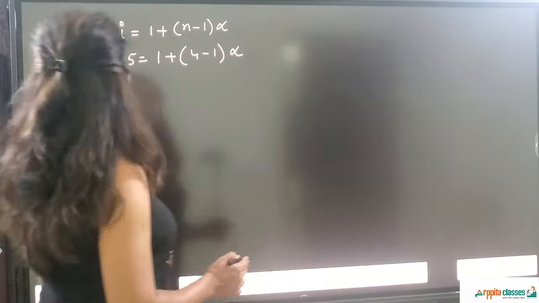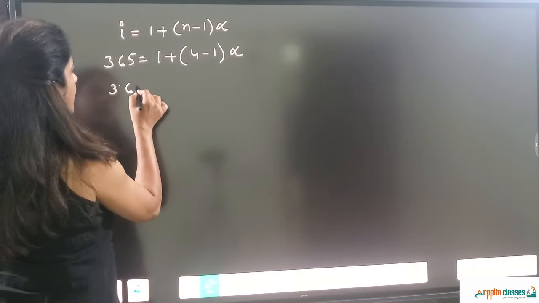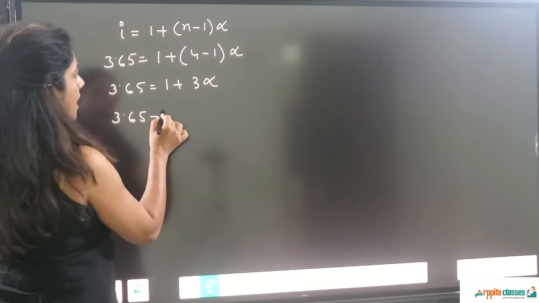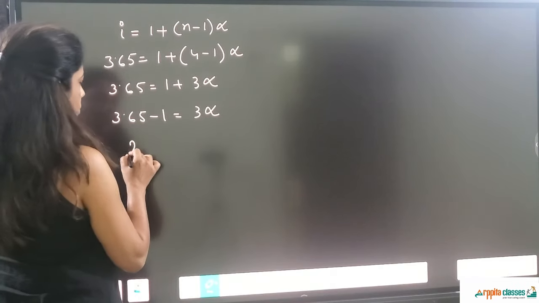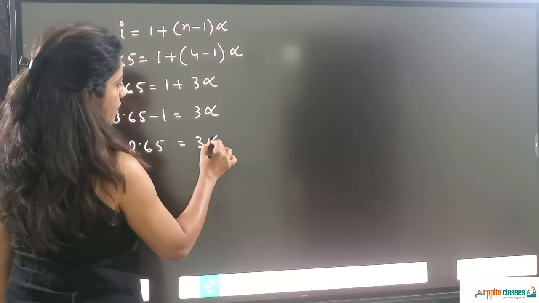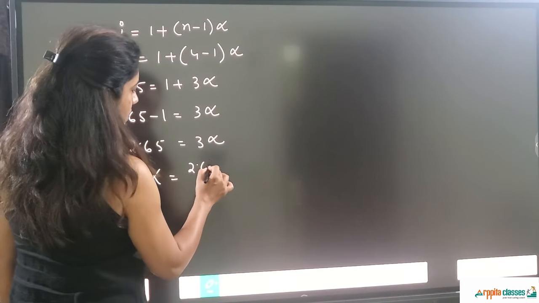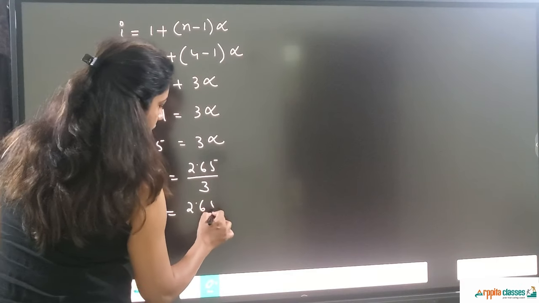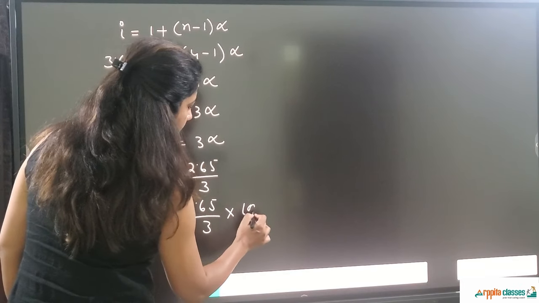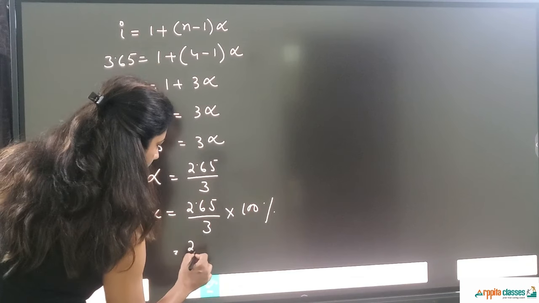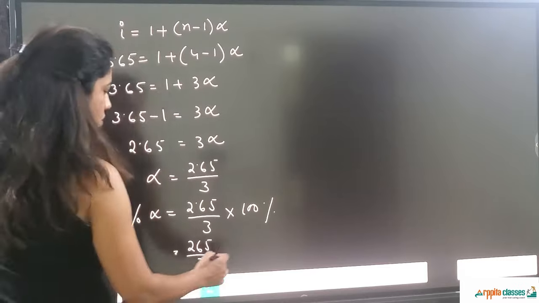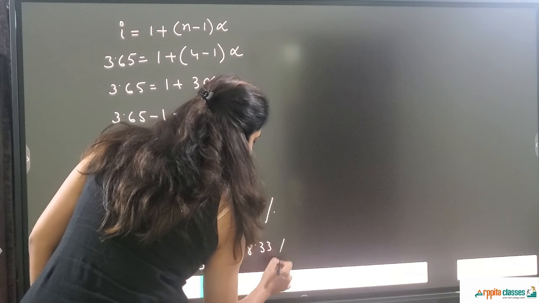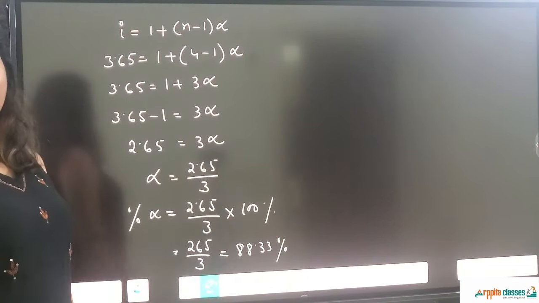So 3.65 = 1 + 3α. So 3.65 − 1 = 3α, so 2.65 = 3α, or α = 2.65/3. Therefore, percentage α = 2.65/3 × 100%. Multiplying this, it becomes 265/3, which is around 8.33%. So this is the value of alpha.